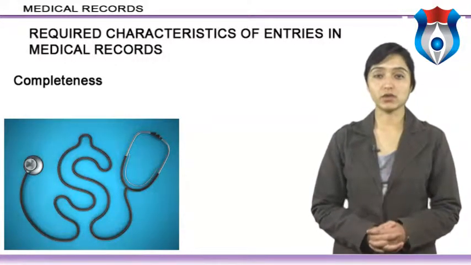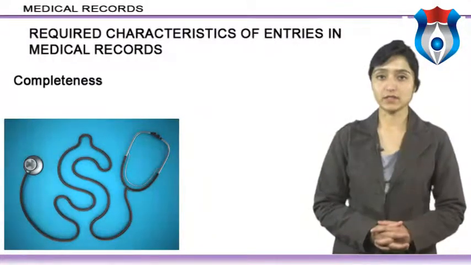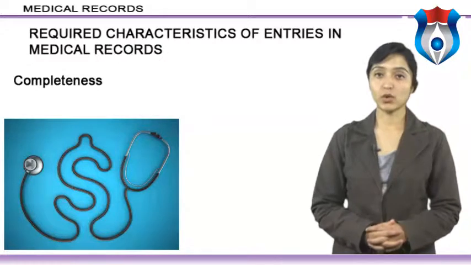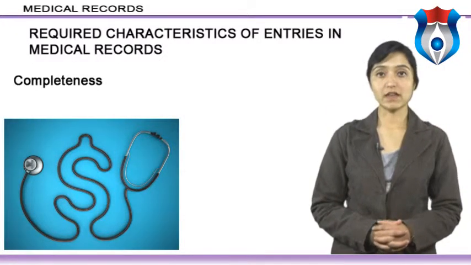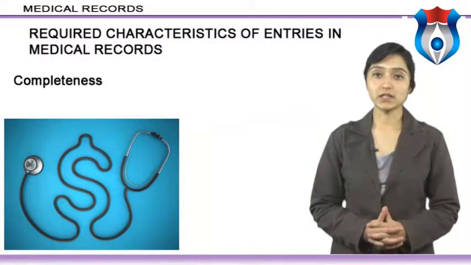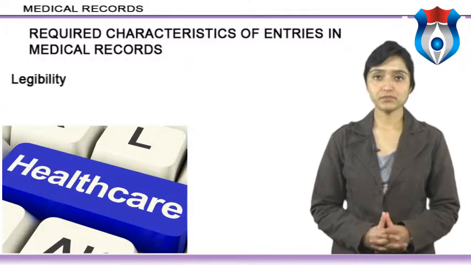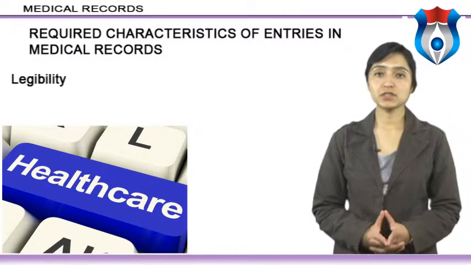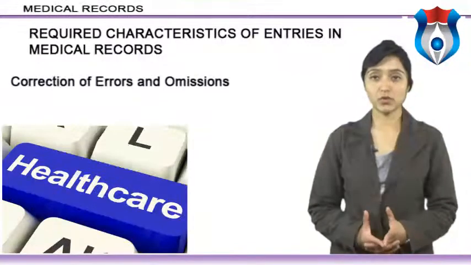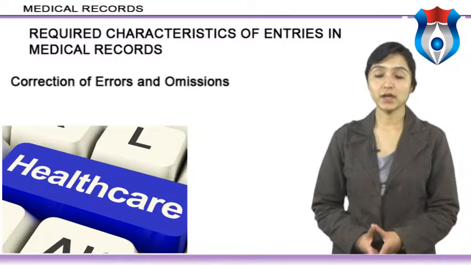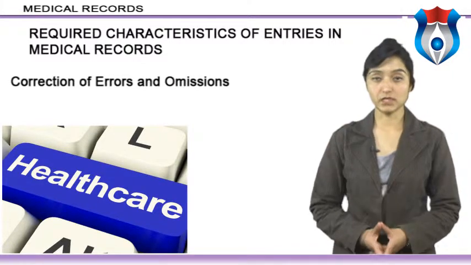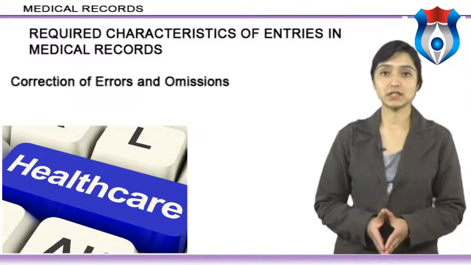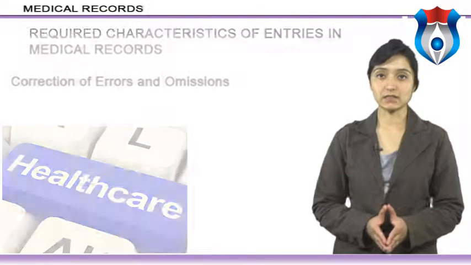Completeness of medical records implies that all clinical events have been documented as soon as possible after they took place, and all the required forms and formats have been assembled and authenticated. Legibility. The legibility of the documentation in the medical record determines the usefulness of the record. Correction of errors and omissions. Correction of any error in the medical record is done by drawing a line through the erroneous entry with the citation "wrong record" beside it.